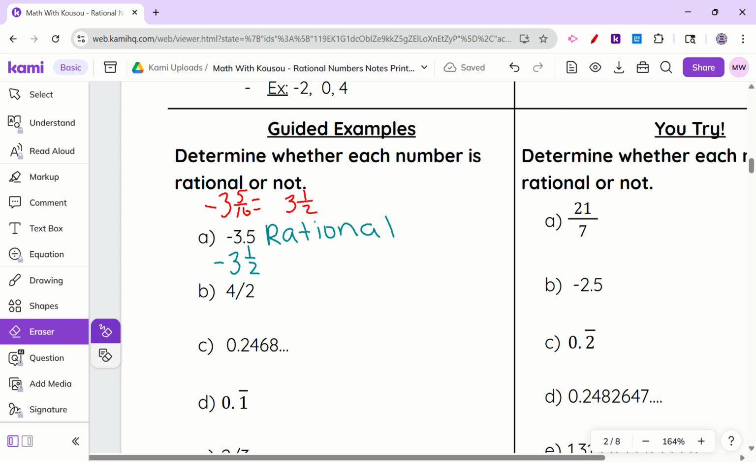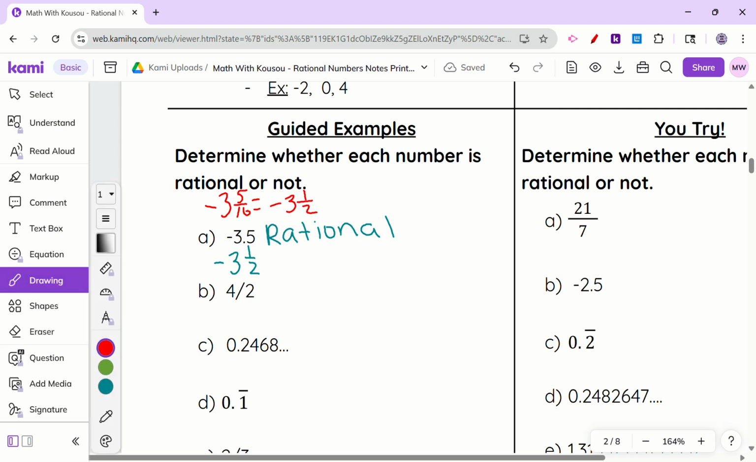Okay, so the next one, we have 4 slash 2. That slash means division, right? Oftentimes you will see that slash in fractions in the real world. You have to know that that means division. So here we have 4 divided by 2, and that gets us 2. Because this is a whole number, this is rational.